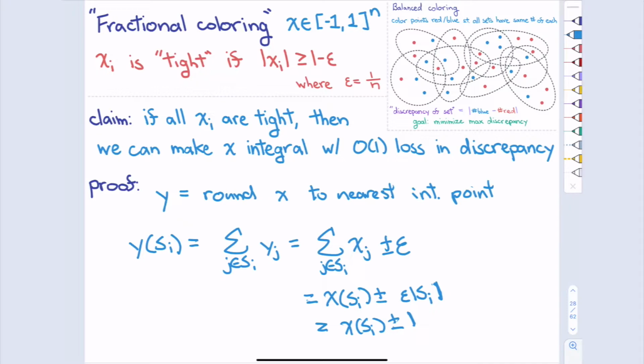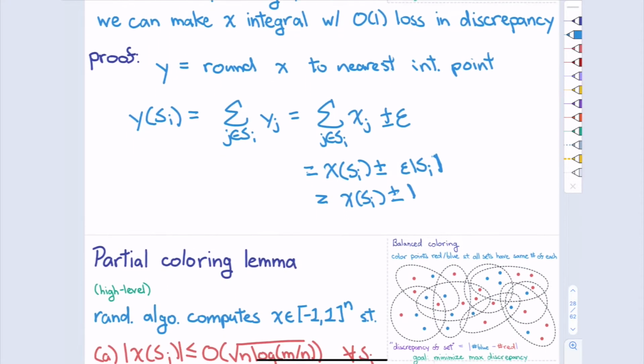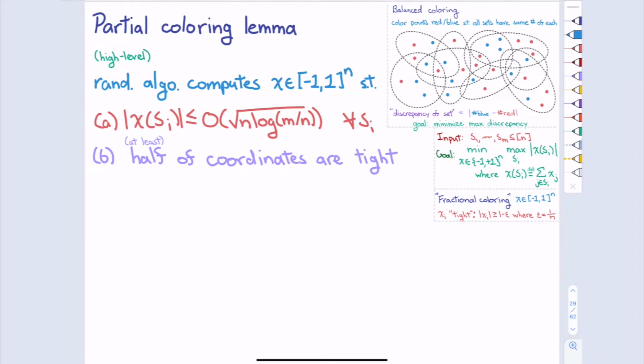And what's interesting, I think this goes back to Spencer's paper, is that we're actually not going to try to color everything in one pass. Okay. So our first goal is actually just going to be to get a fractional coloring x that satisfies all the discrepancy bounds we want. So the discrepancy of each set should be at most square root n, fine, or times some logs. But also I want at least half of the coordinates to be tight. So I roughly want to figure out the color of at least half the points.